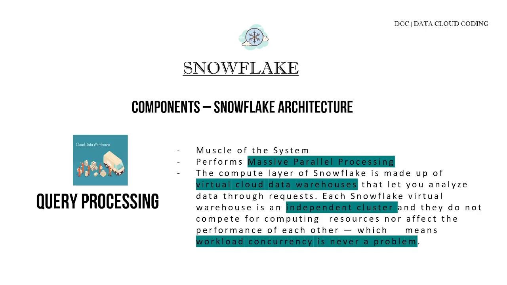Now let's look into the second layer in the Snowflake architecture, which is query processing. This is referred to as the muscle of the Snowflake architecture. This layer is responsible for massive parallel processing. The compute layer of Snowflake is made up of virtual cloud data warehouses that let us analyze data through requests.